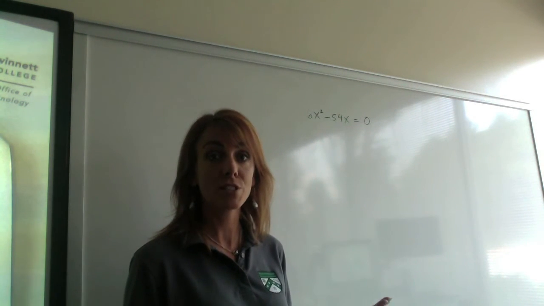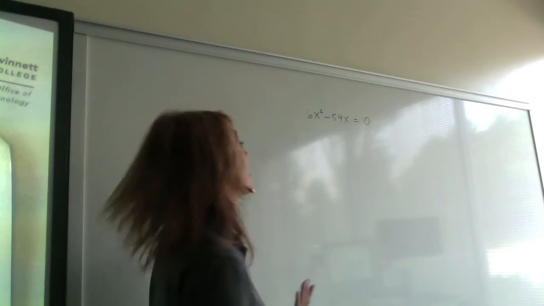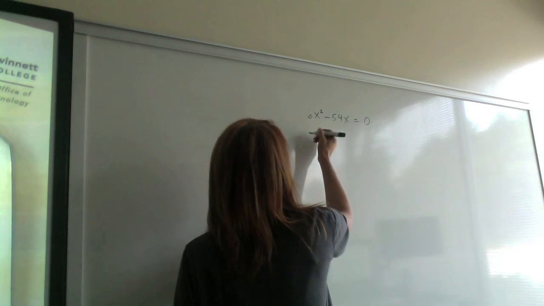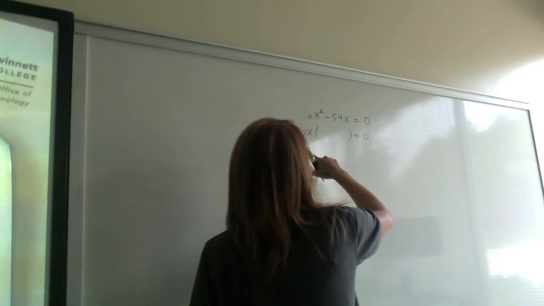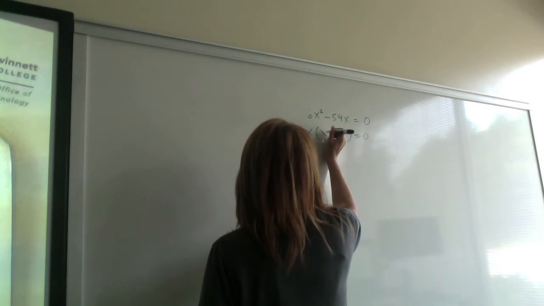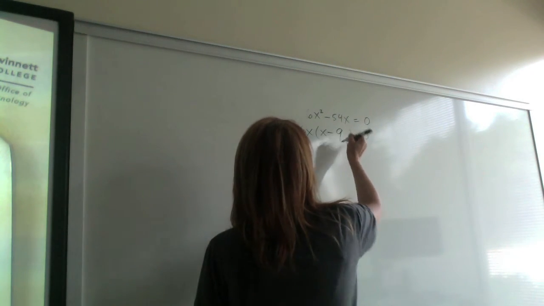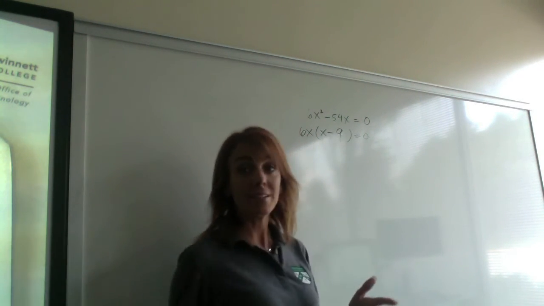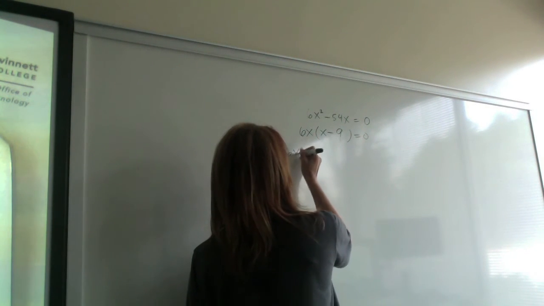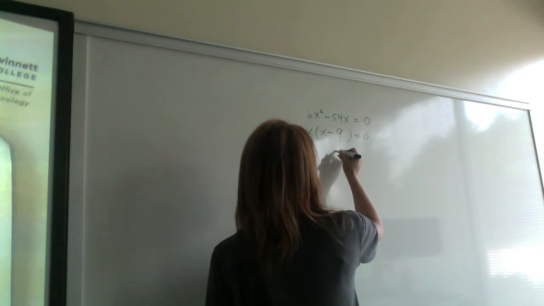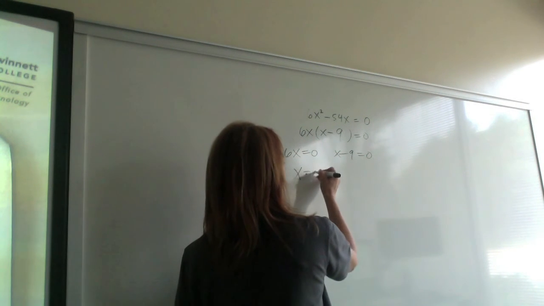6x squared and negative 54x, I think I can take a 6x out of both of these things. And if I divide the 6x out of the 6x squared, I get x. And if I divide the 6x out of the negative 54x, I get 9. So it's factored, but it's not solved quite yet. So I take both of these factors, 6x, and set it equal to 0, and x minus 9, and set that equal to 0. And in this case, x is equal to 0, or x is equal to 9. So my solution set is 0 and 9.